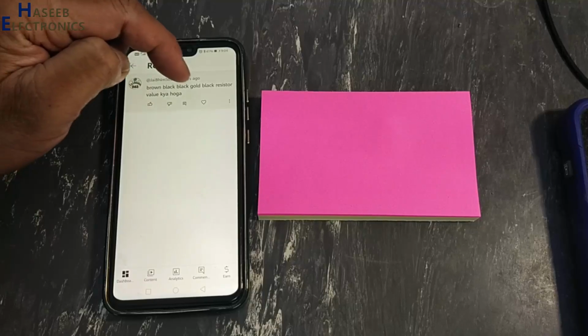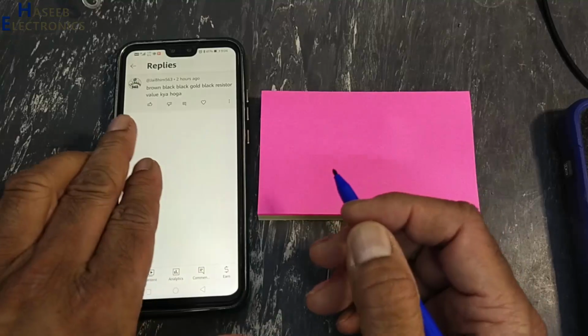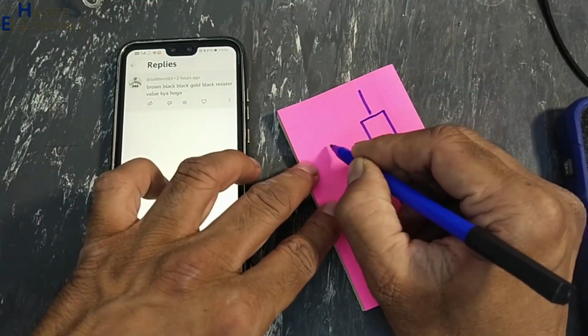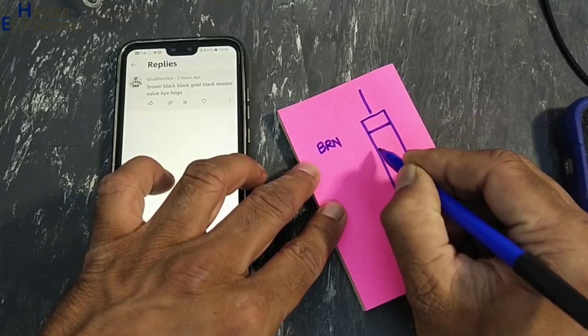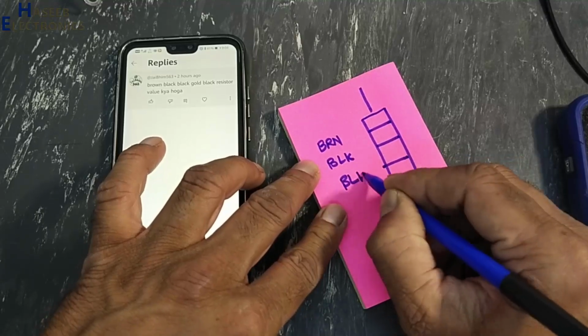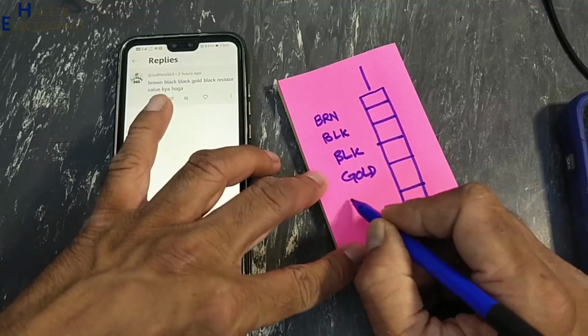Brown, black, black, gold, black. A resistor value. This is a question from my viewer. We have a resistor: first brown, second black, third black, next gold, last black.